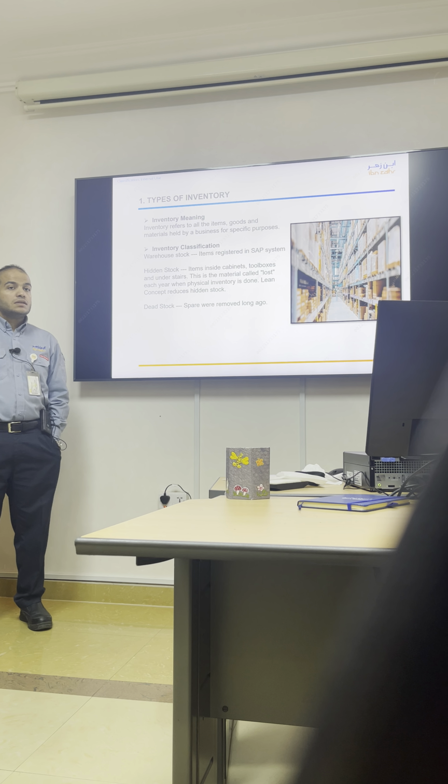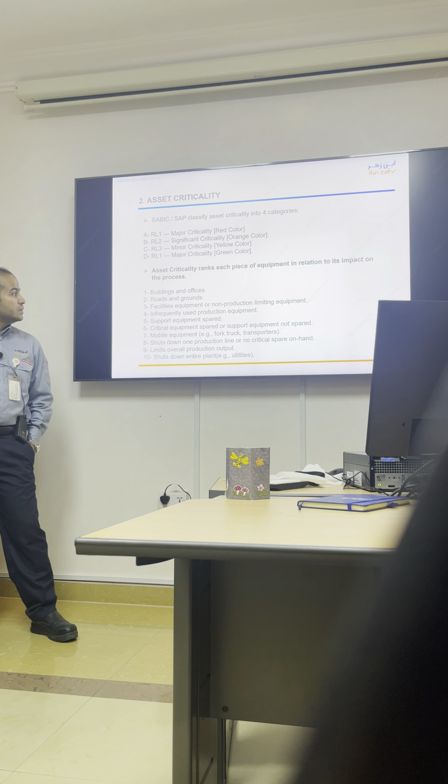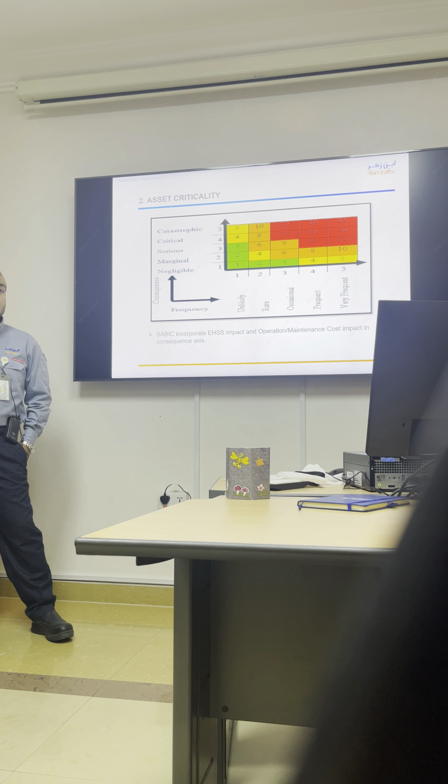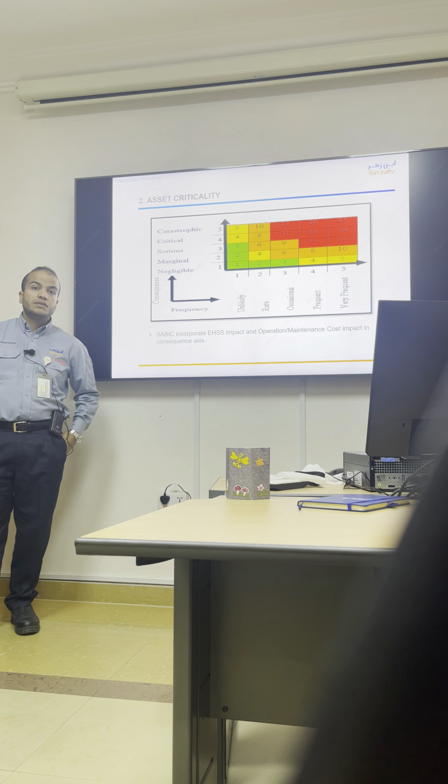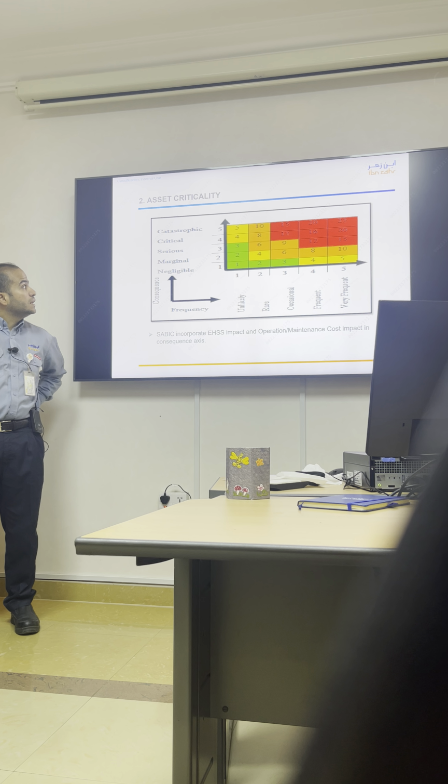This covers buildings and offices, roads, facilities, infrequently used production equipment, support equipment, critical equipment, mobile equipment, shutdown limiting overall production, and last one, shutdown of the entire plant. If you see here, this is the asset criticality matrix. It's divided by 5: negligible, marginal, serious, critical, and on the x-axis unlikely, rare, occasional, frequently, very frequently. For SAP, HSE impact and operation matrix are on the consequence axis.